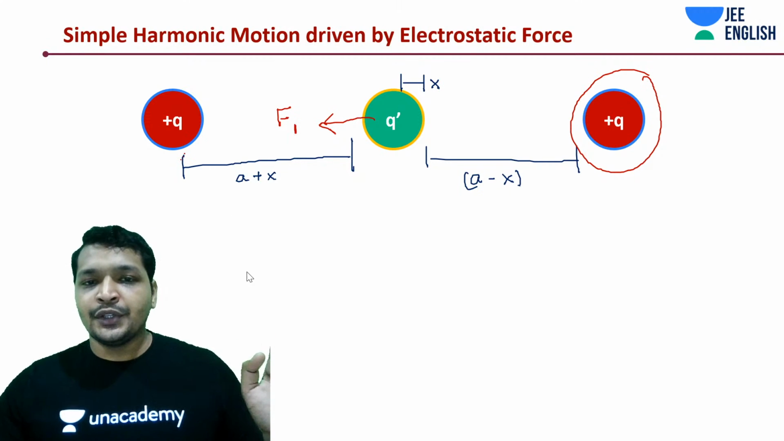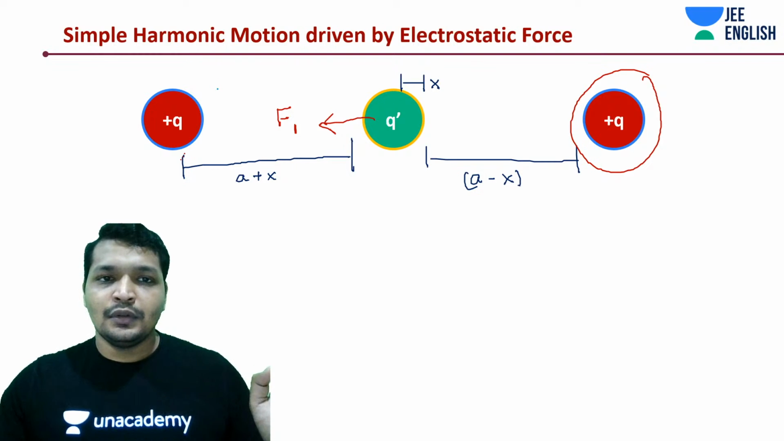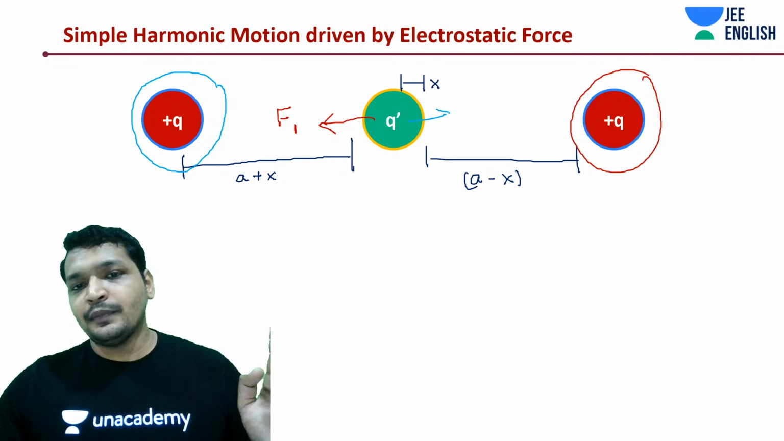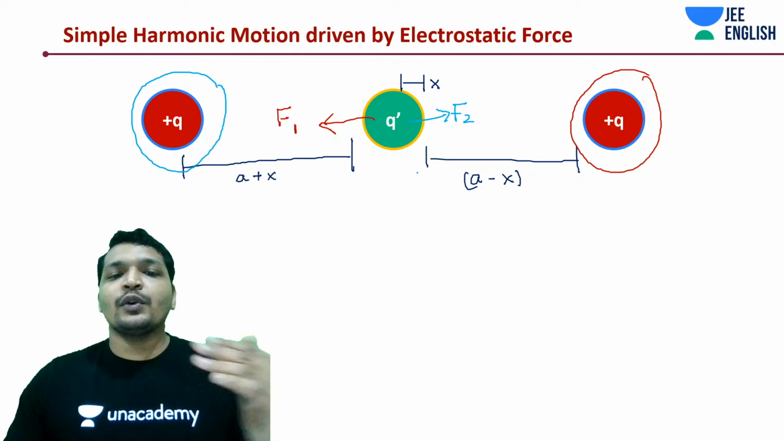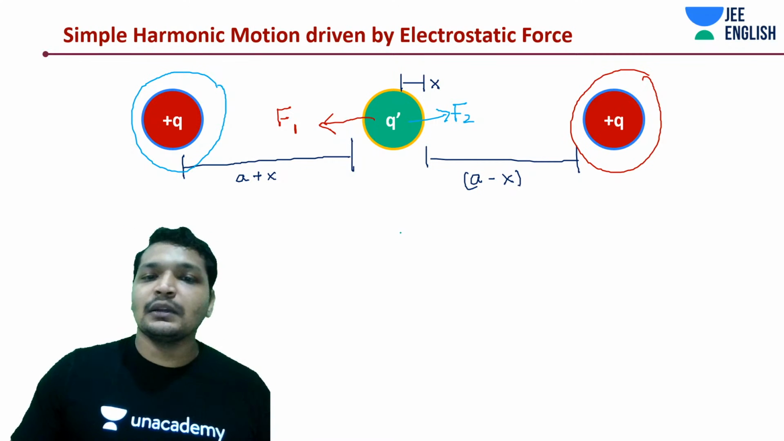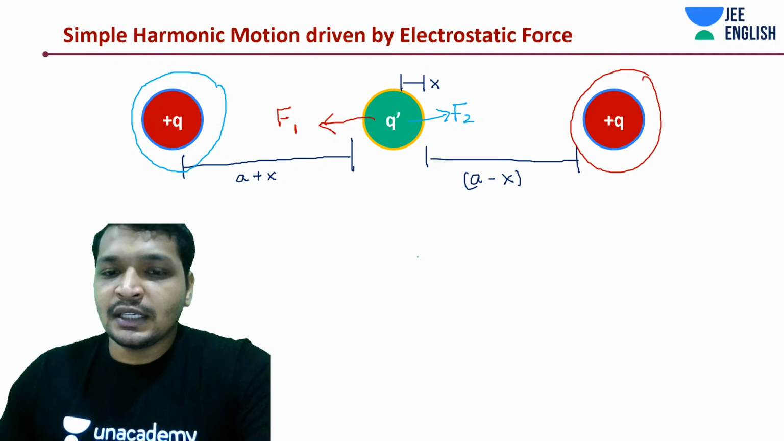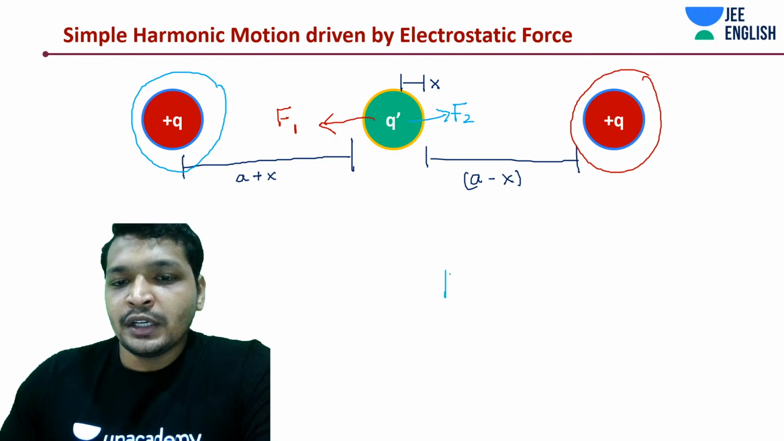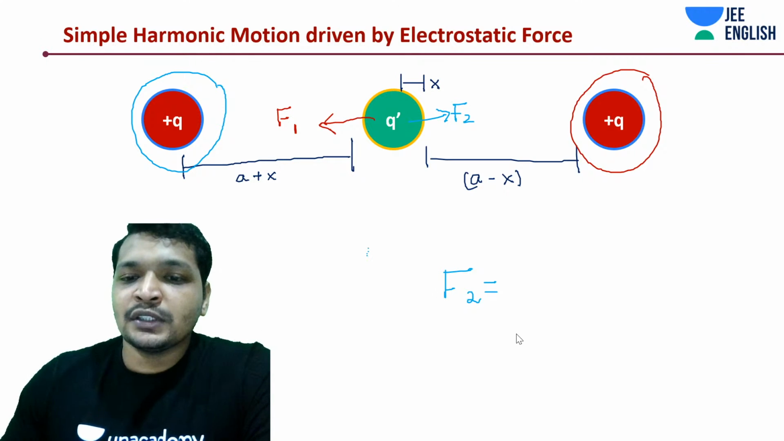And due to this charge over here, there would be some force F2. It will move until F1 and F2 are balanced, and even if it's displaced a little bit again, it will start oscillating. First of all, let's understand how this works. If I'm going to talk about two quantities, one is F1 and the other is F2. Both are in opposite direction.